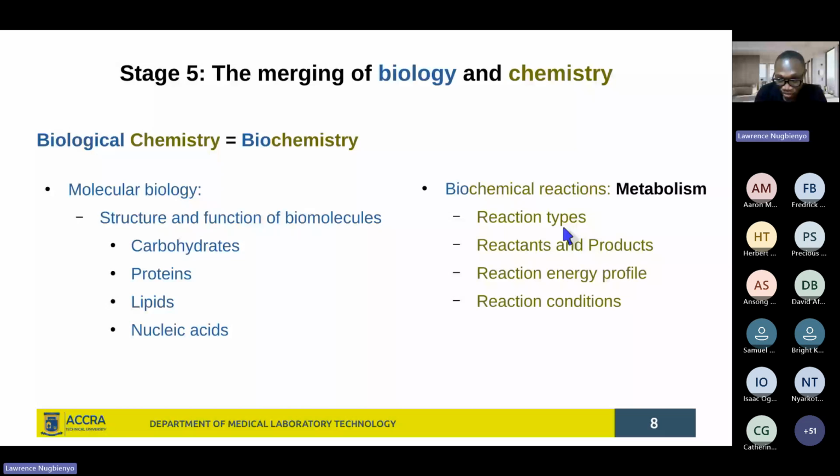You look at what are reactants, what are products. You look at reaction profiles, the energy profiles. What amount of energy is required for a reaction to occur? And it is at this point that you start to talk about things like enzymes, which are mostly proteins that are responsible for the speed up of these biochemical reactions.